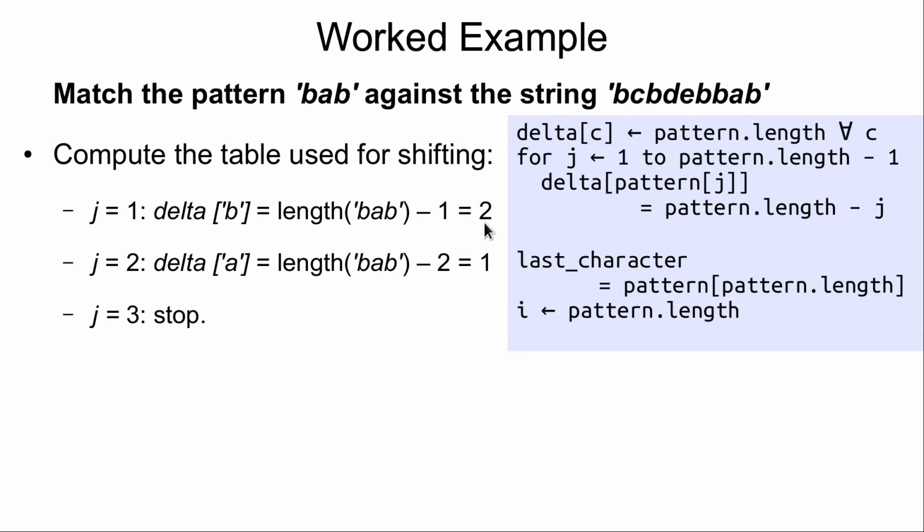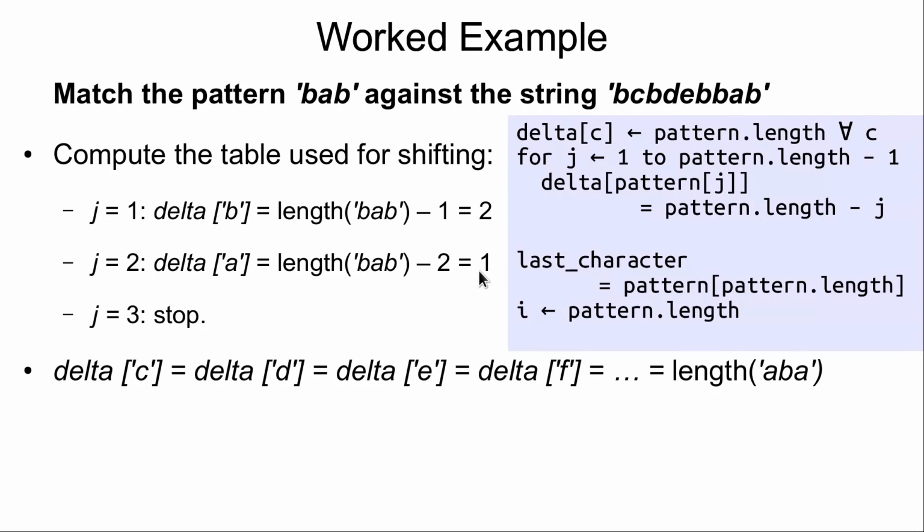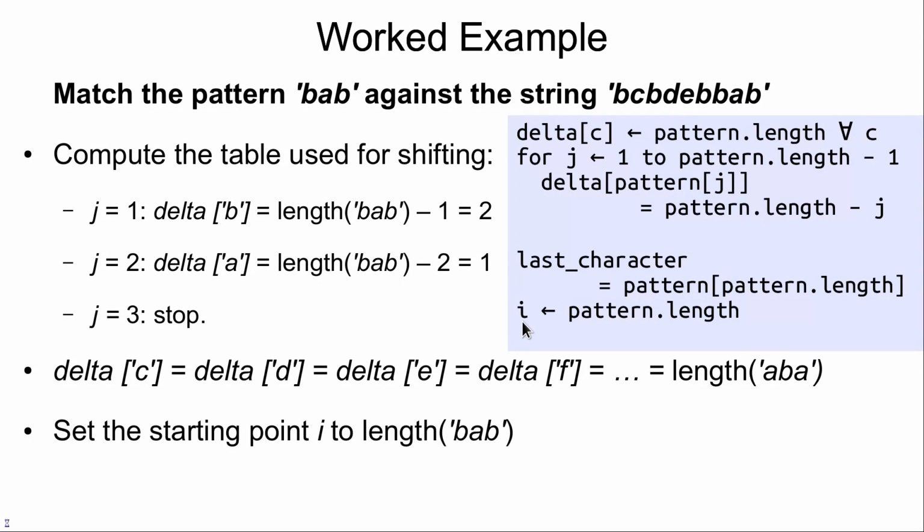For A, the rightmost occurrence is at position 2. So the distance of A from the end of the pattern is 1. For all other characters, delta is the length of the pattern, which in this case is 3. And we start looking at the first possible match, so we set I to 3.